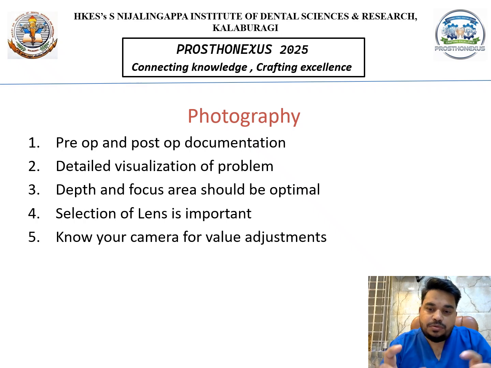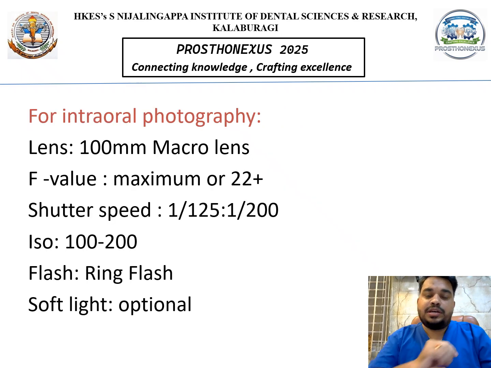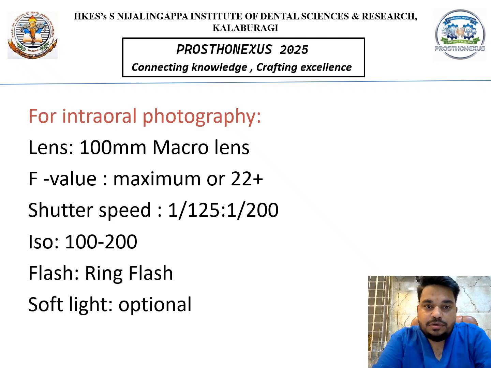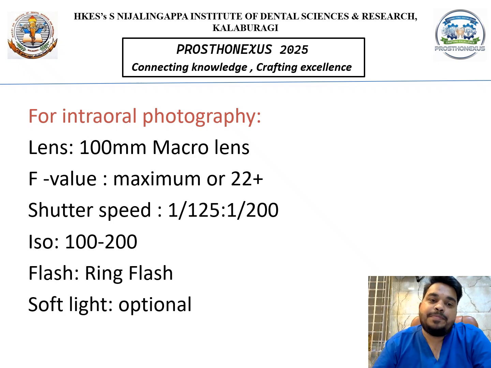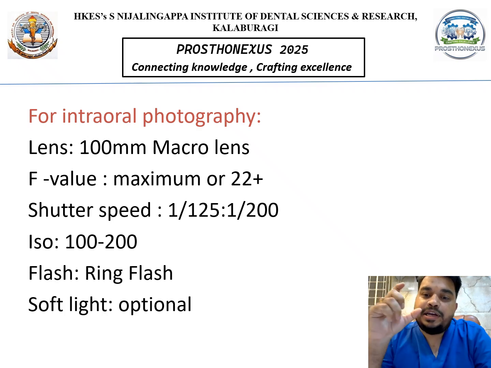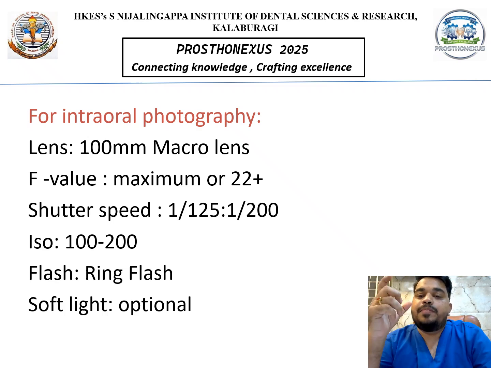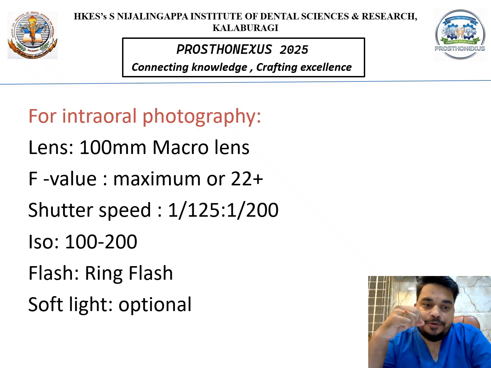You should know your camera well to adjust the values. These are a few values which I usually use in my intraoral photography. I use a 100 mm macro lens, where I keep the f value, which is your depth value, usually at 22 plus. My macro lens goes up to 32, so I keep it up to 32. That will be my maximum f value.